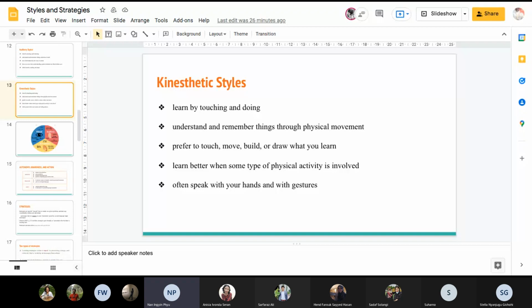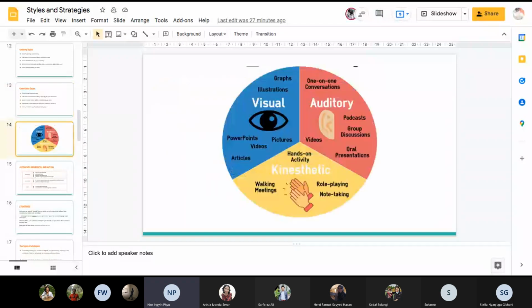So how can we decide what kind of students they are? From the side of the teacher, we can use different activities. For example, in the first class, you can use graphs or illustrations, PowerPoint, pictures, and video articles. And then another one-on-one conversation, podcast, group discussion, or presentation video. And the last one is kinetic activity, working meeting, role playing and note taking.